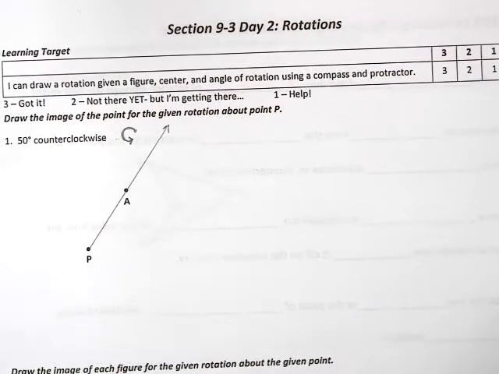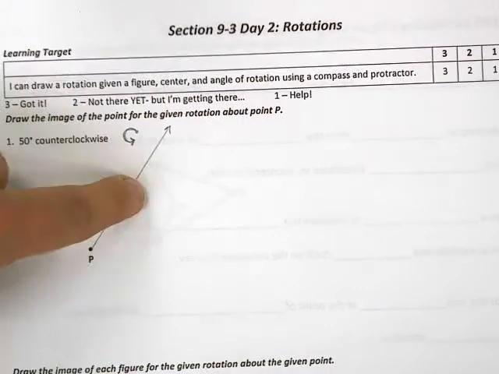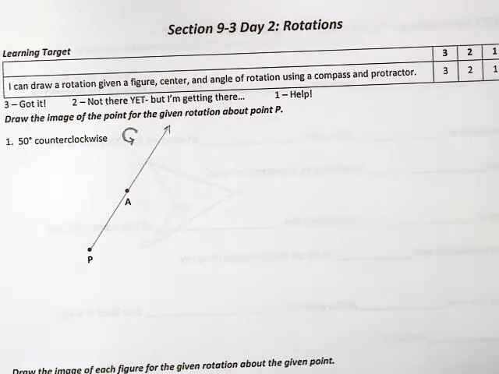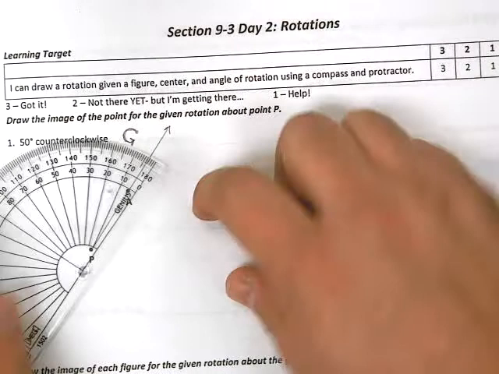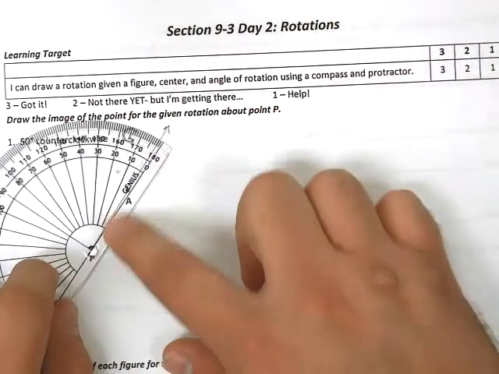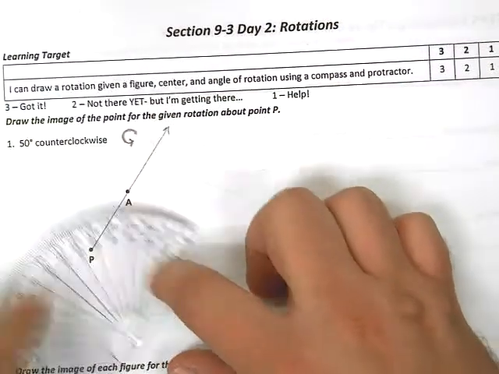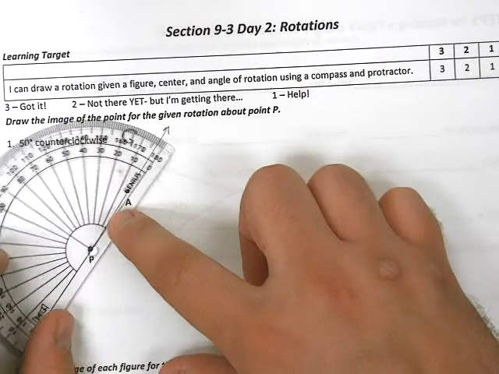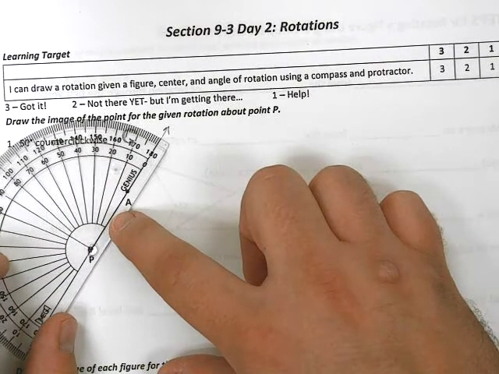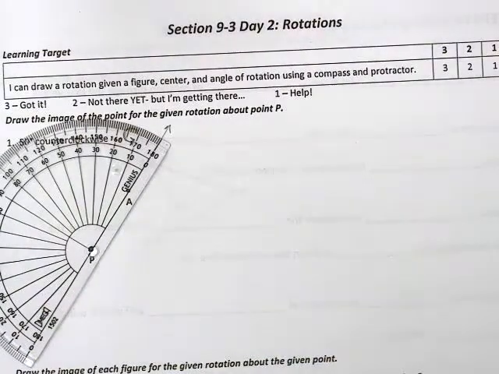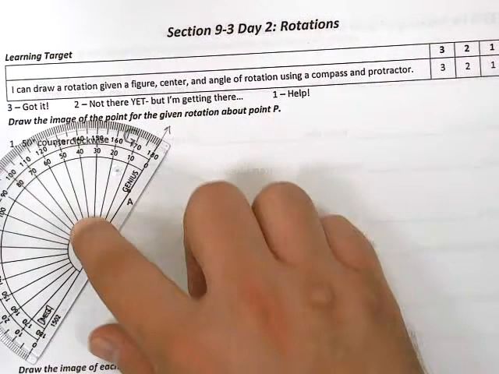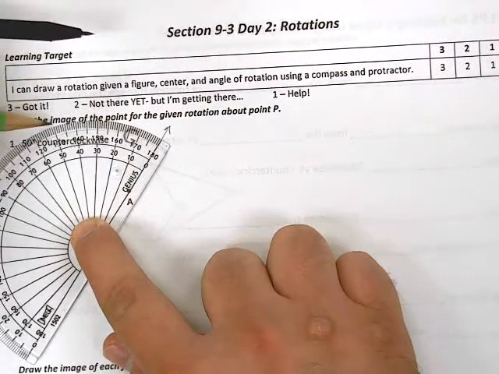Because I now know that if I'm trying to go this way in a counterclockwise fashion, well then that's where I have to put my protractor. I have to put my protractor where that arrow is going. It's going this way, so my protractor has to go right here. So when I do this, and I line it up all nice, and then I mark off 50 degrees, it said 50 degrees, so 50 is right here.